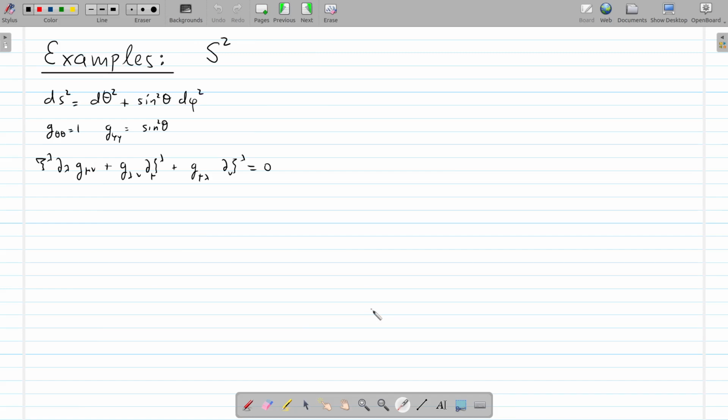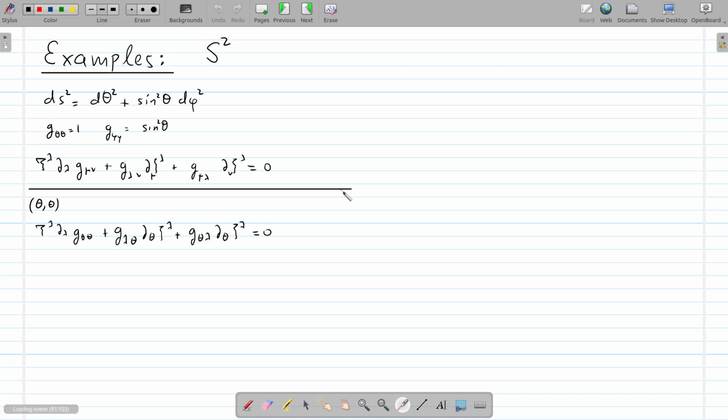Let's start with a two-dimensional sphere. We take the two-dimensional sphere with the usual metric given here, and the non-zero components are g theta theta and g phi phi, and they're given by 1 and sin squared theta respectively. The third line here is the Killing equation, and let's study it by considering all the possible non-trivial combinations of theta and phi.